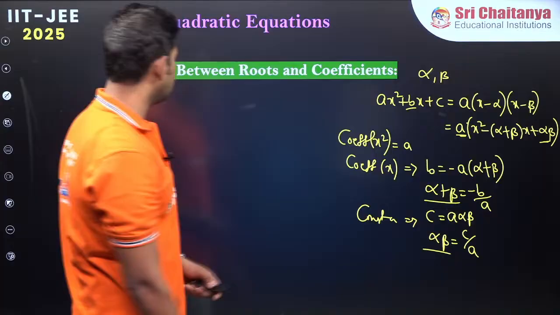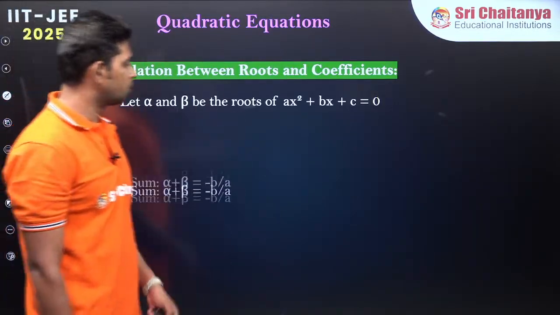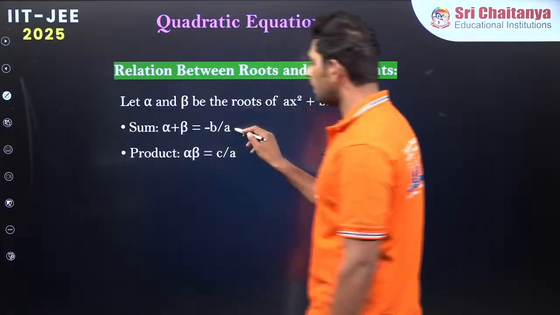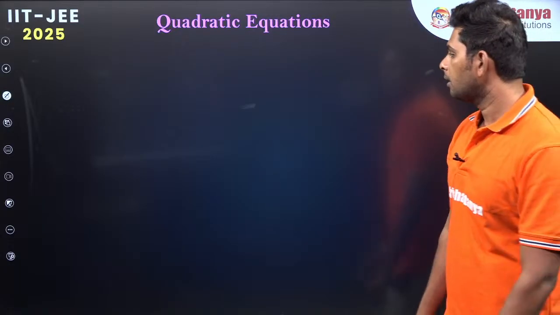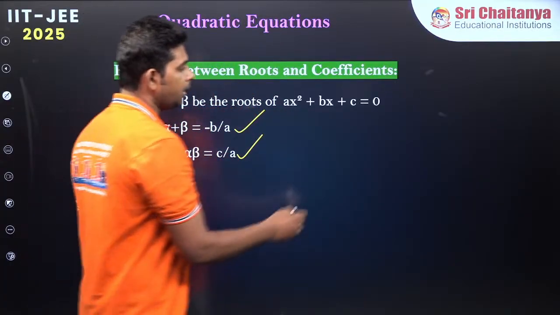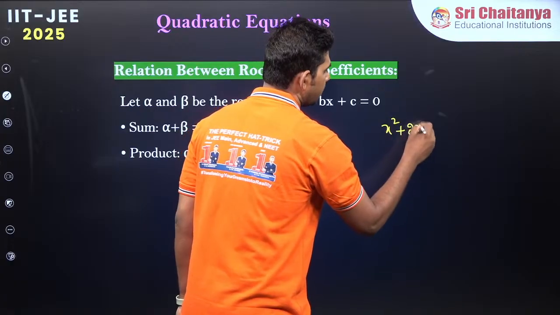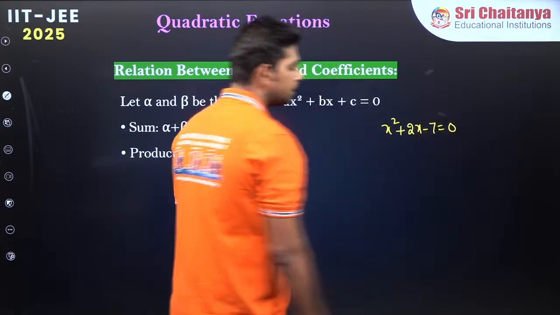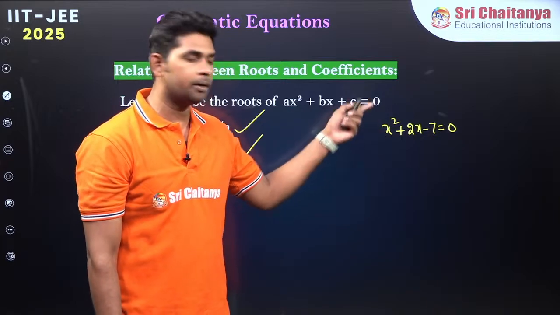Okay, so I have proved that alpha plus beta is giving us minus b by a and alpha beta is giving us c by a. Right. So let me give a question on this. What if I write x square plus 2x minus 7 equals 0? This does not have rational roots here. It would be irrational.